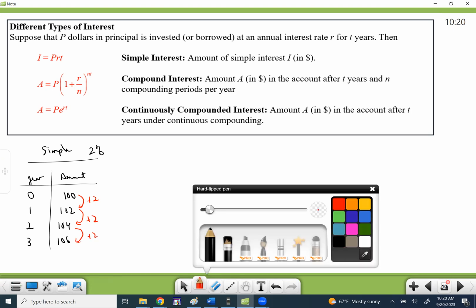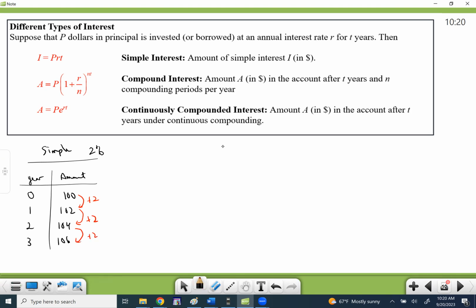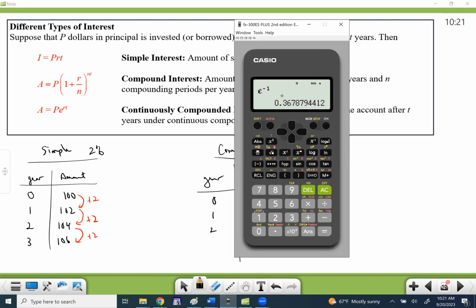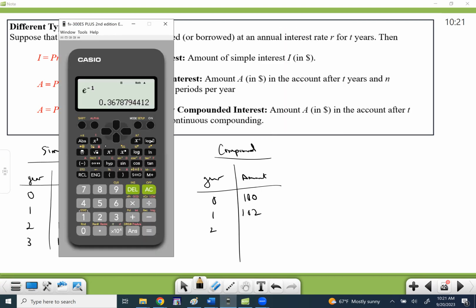Okay. But if we go to compound, the difference between compound is that it does allow interest on the interest. And because of that, it grows a little bit faster. Okay. So let me go ahead and do the same scenario. You deposited 100. Okay, year 1, you will have 102. But now I'm not going to add 2. I'm going to add interest on this extra $2 I have now. So I'm going to figure out what 2% of 102 is.